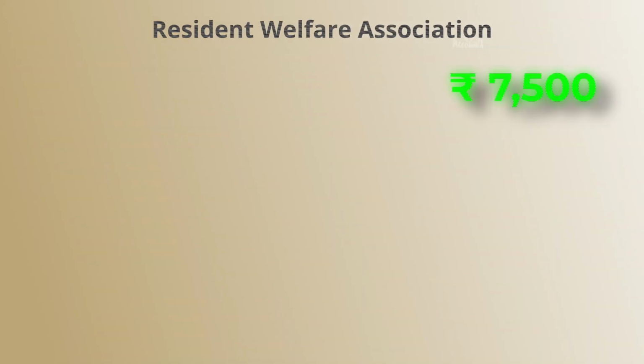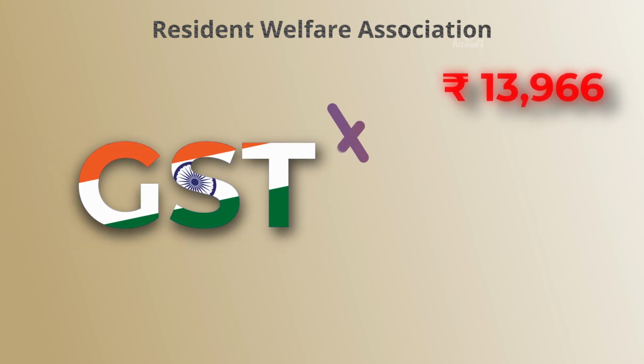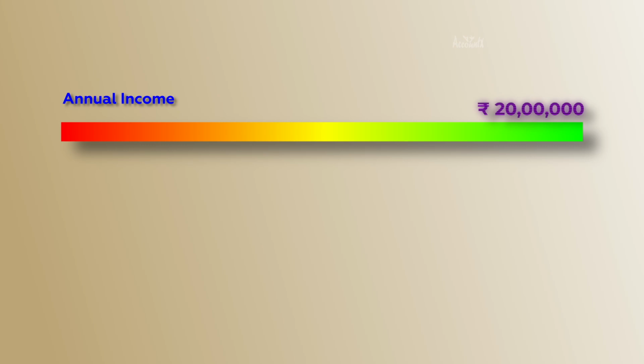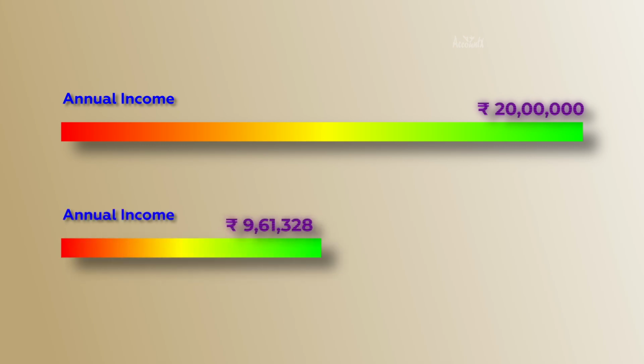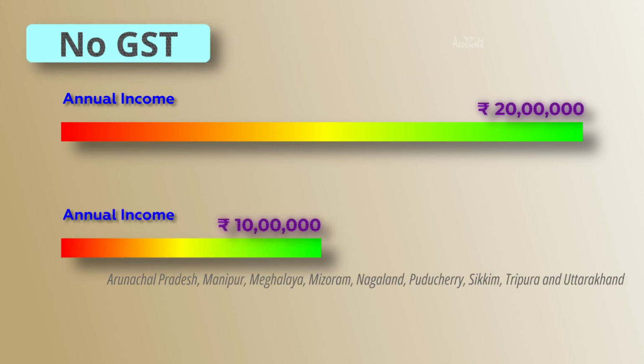Another key factor, especially for RWAs, is that even if monthly maintenance crosses the threshold, RWAs may sometimes still not charge any GST. Why? This is where the second condition becomes relevant, and that's related to the RWA's annual income, aka aggregate annual turnover. If your annual income is up to 20 lakh in a financial year, this limit is 10 lakh for certain special category states, then no GST is applicable even if monthly maintenance crosses the threshold. And annual income here is the total money that the RWA collects from all sources in a financial year.